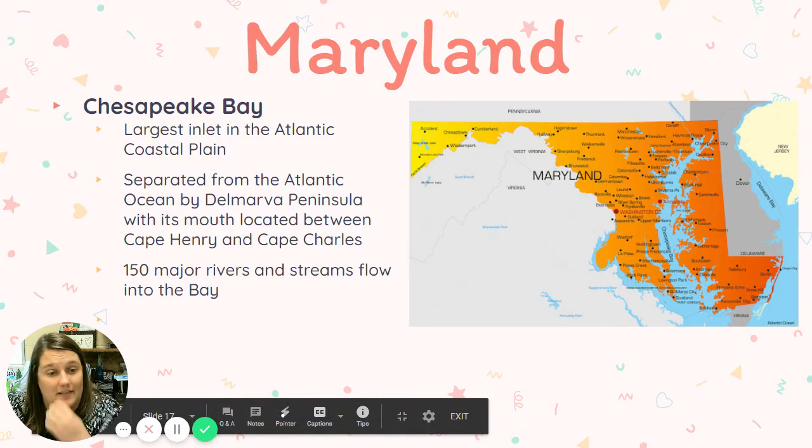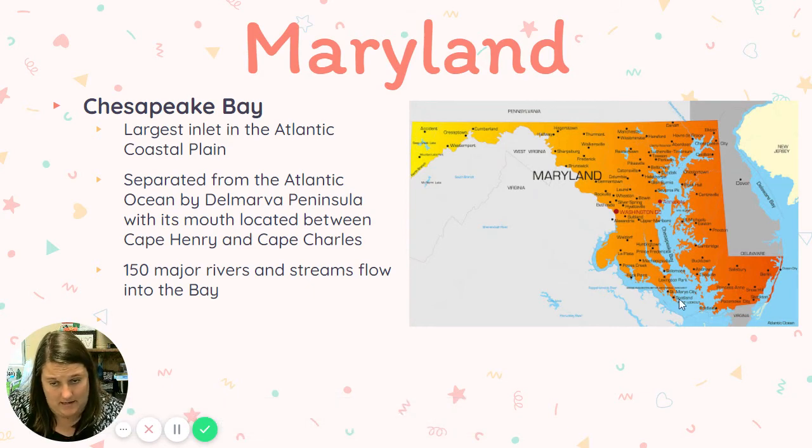And finally, we have Maryland. Maryland is so cool. It has this really cool kind of bay area. This is the Chesapeake Bay that comes up in here. This is the largest inlet in the Atlantic coastal plain. It separates the Atlantic Ocean here from this peninsula, right? Both of these peninsulas. And the mouth of it is located at Cape Henry and Cape Charles. 150 major rivers and streams flow into this Chesapeake Bay. You can see kind of all these little bodies of water that all flow together. That's what makes Chesapeake Bay very unique.